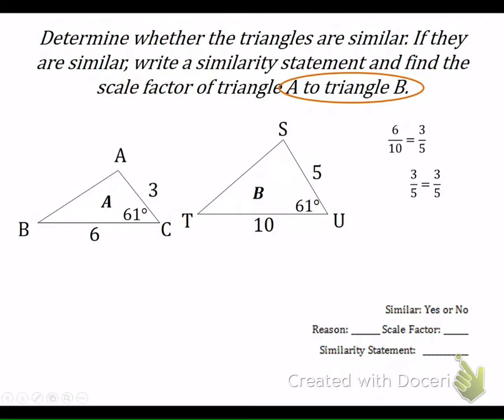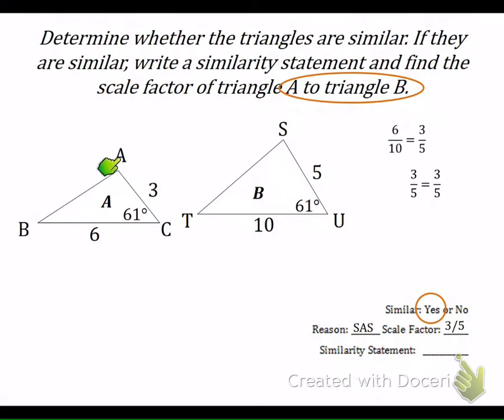Yes. So are the triangles similar? Yes. Do you remember what reason we just talked about? SAS. We know the sides are proportional, 2 of the sides, and the angle in the middle. So SAS. The scale factor is what? 3/5. It's just that reduced ratio.